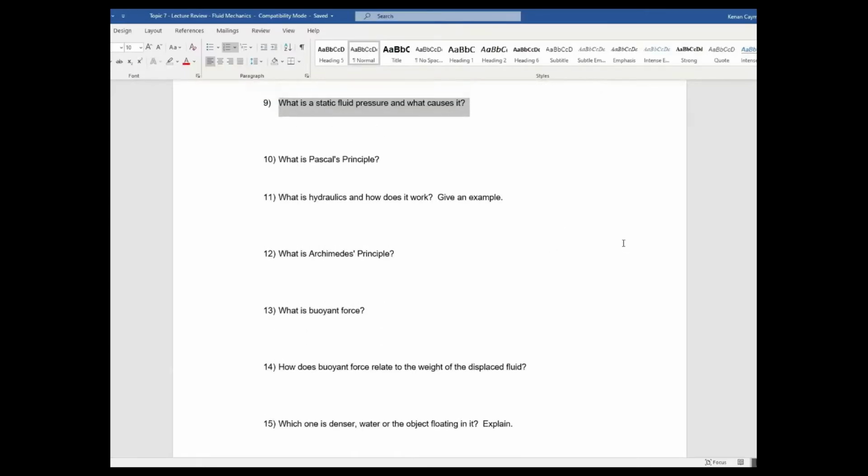All right. So what's static fluid pressure, and what causes it? It's the weight of the fluid up above. Okay, very good. Static fluid pressure is the weight of the fluid up above. So the deeper you go, the larger the pressure is.